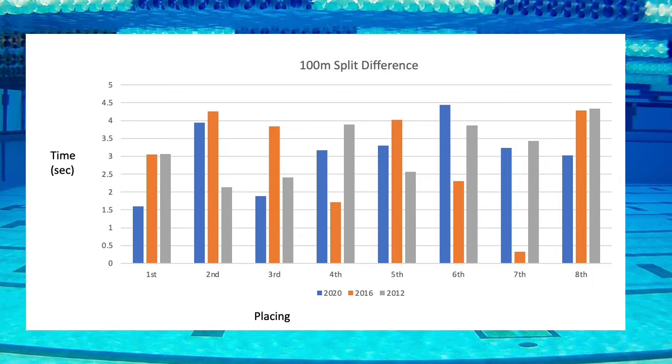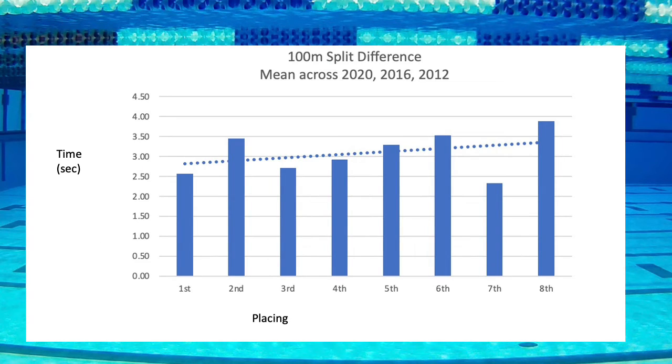So in Tokyo, in blue, the lady who won the event, her split difference was just over 1.5 seconds, whereas Kylie Mass, who went out nice and fast and tried to control the race from the very beginning, is closer to a 4-second difference in their splitting. So the tighter the splitting, the better.